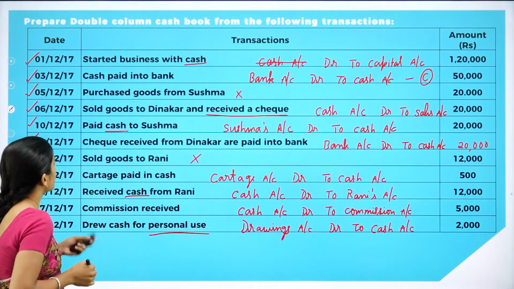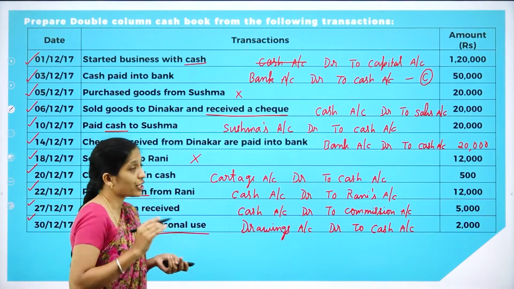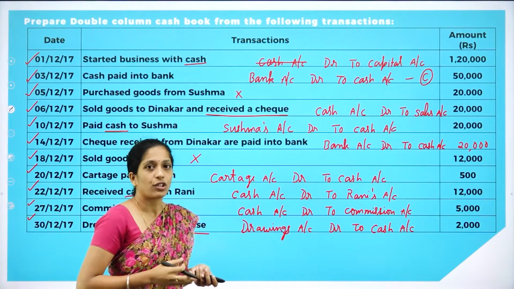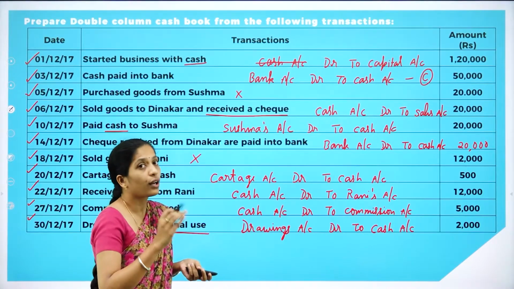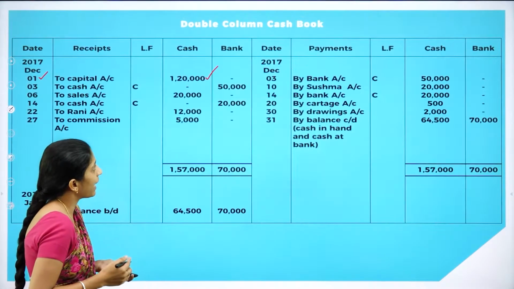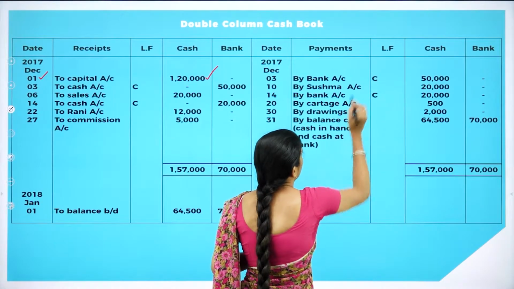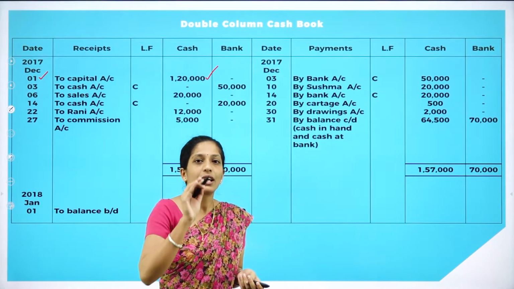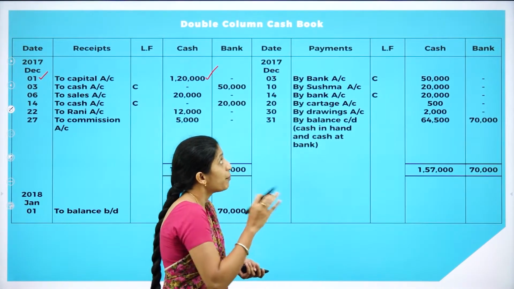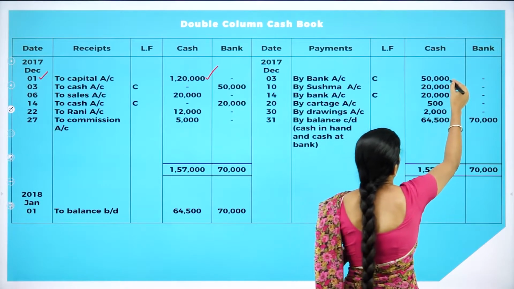Now moving on to the next entry, 3/12/2017, cash paid into bank. Your journal entry is bank account debit to cash account. So it is a contra entry. How do you record it? I'll write it as 3/12/2017 by bank account. In the ledger folio column, you write the letter C to indicate the contra entry. But you write the amount in the cash column. So this you have to remember.